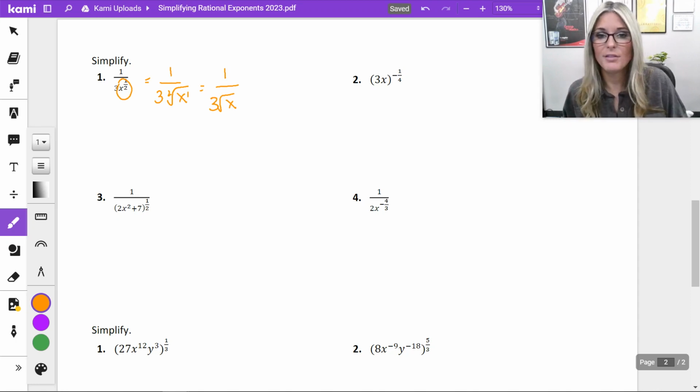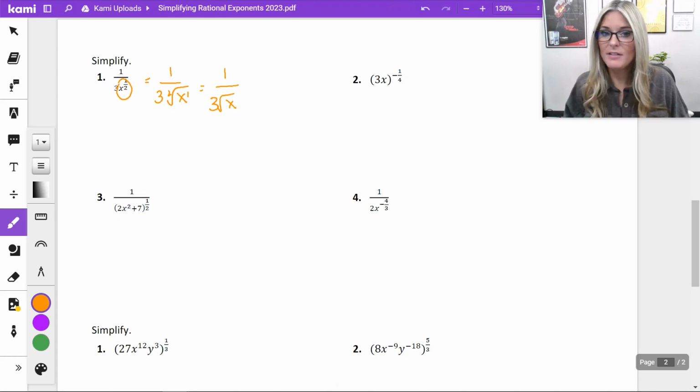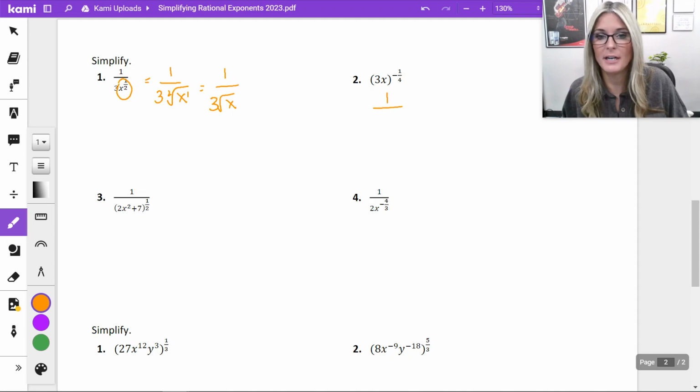Number two, the quantity of 3x raised to the negative 1/4. Let's take care of the negative issue first. So if I have a negative, it needs to go down in the denominator. We still have all of 3x raised to positive 1/4 now that we shifted it into the denominator. And now let's change that fraction exponent into a radical, 1/4 root of 3x.